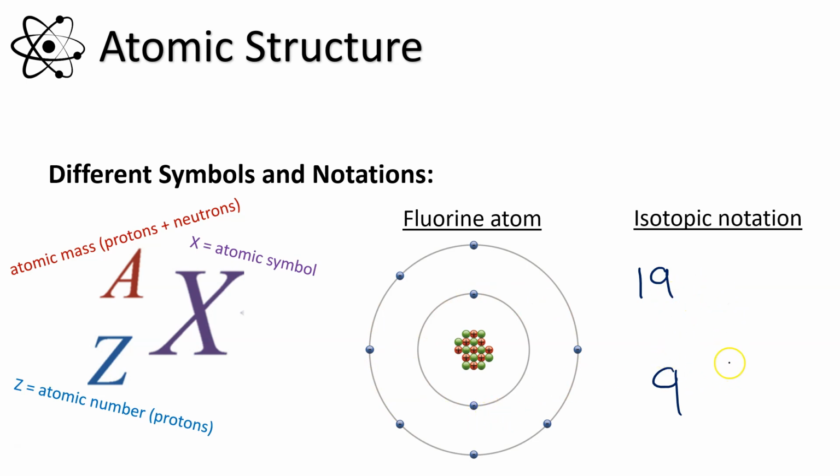So the last thing I need is the symbol of this atom. If you look up what atom has 9 protons, you'll see that it's fluorine, whose symbol is capital F. So we'll close it out with a capital F.